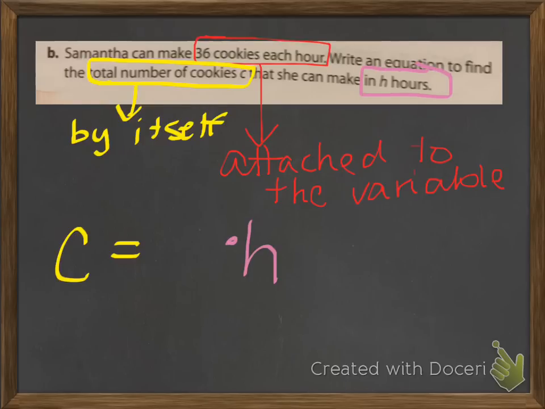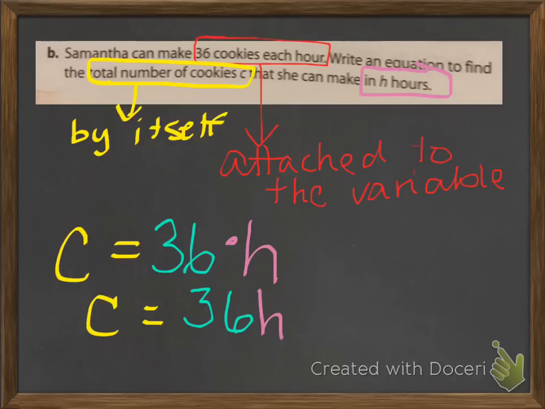So it'll be something times h. And remember earlier, what did we say was attached to the variable? It's going to be 36 for each. So now we get C equals 36 times h, 36h. All right, so you want to make sure that you have the 36 before the h, because remember, that's the coefficient.